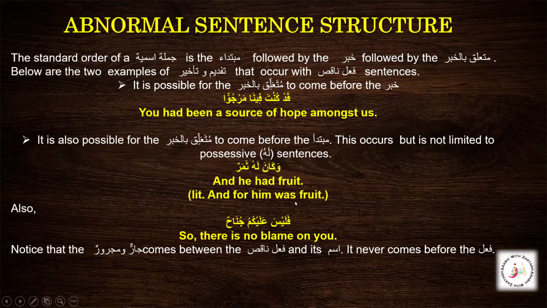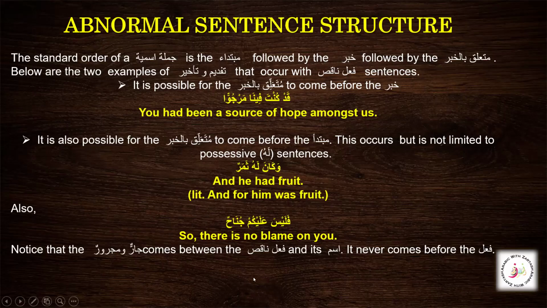So we have the jar majroor, and we have this as khabar kana muqaddam. Then we have samarun, because we know that the ism of kana is always marfu, and when we have this version, we can have an outside ism. Just like that, if it is this version for kana, we can have an outside ism.